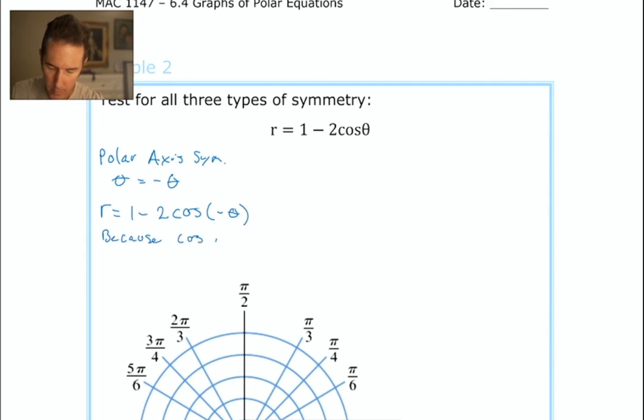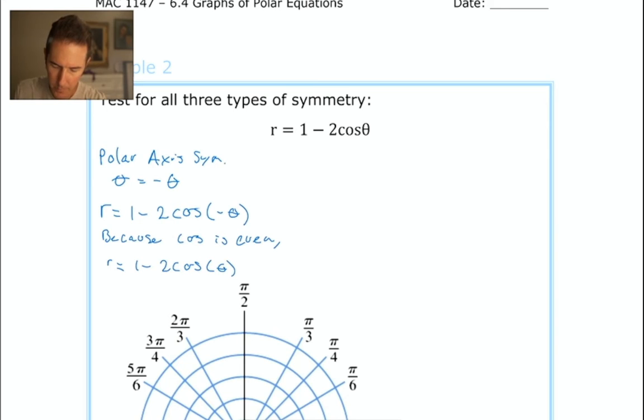Because cosine is even, r equals 1 minus 2 cosine theta. This looks exactly like the original equation. Therefore, the graph will exhibit polar axis symmetry.